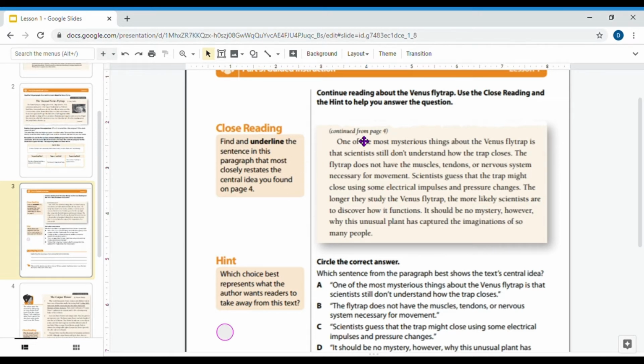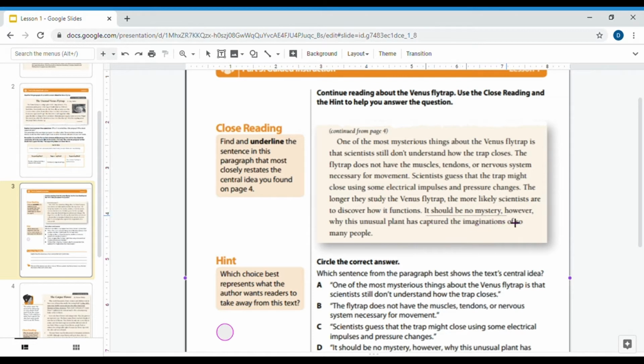So let's look at our close reading. It says, find and underline the sentence in this paragraph that most closely restates the central idea that we found on page number 4. The central idea that we stated was that the Venus flytrap was an unusual plant that many people thought was fascinating. So in this paragraph, I'm looking for where it would restate that the best. And I think that comes in the last sentence.